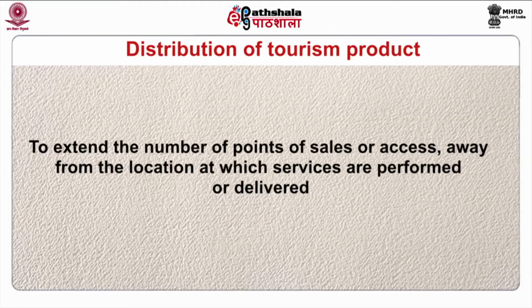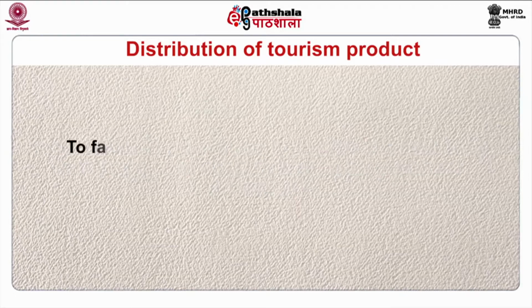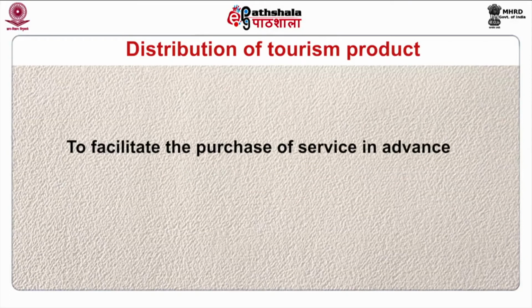The predominant position of intermediaries makes the tourism industry very unique as compared to other industries. The two major functions performed by the distribution system in tourism marketing are: A. To extend the number of points of sale or access away from the location at which services are performed or delivered. B. To facilitate the purchase of service in advance.